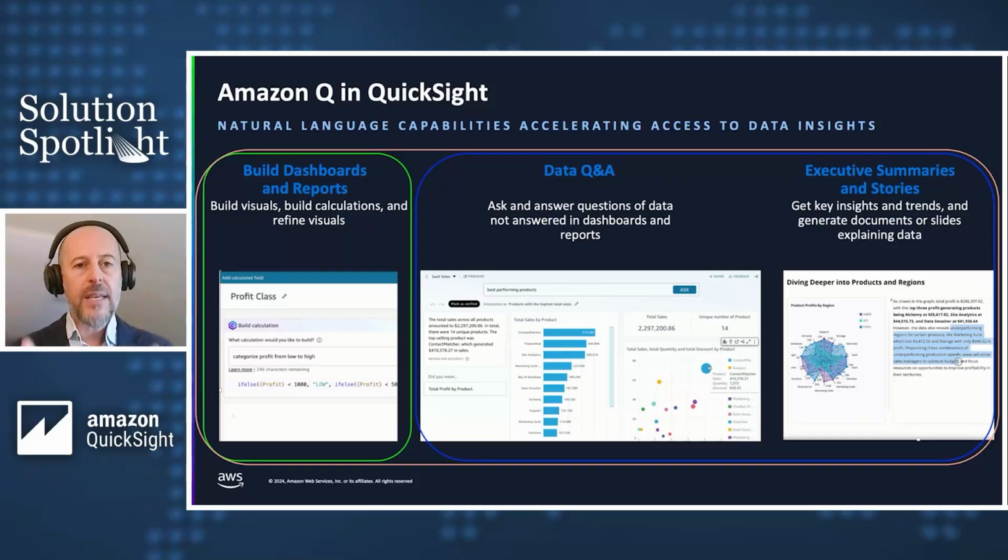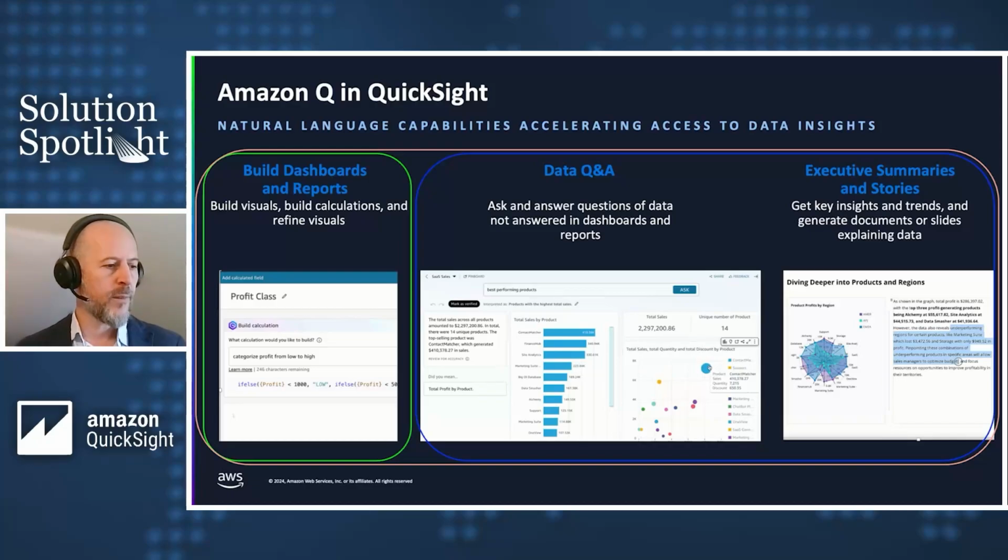And if you remember, this is related to increasing productivity. You can build more using natural language. If we focus on readers, on the business persona of the user, we can use Q&A to answer questions, in this case in the form of visuals. And we can also create executive summaries and stories.